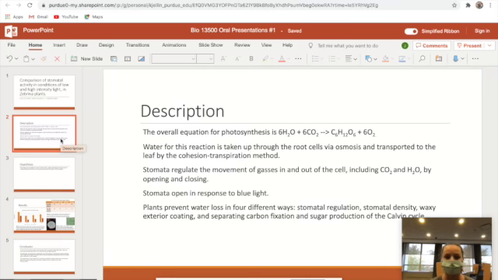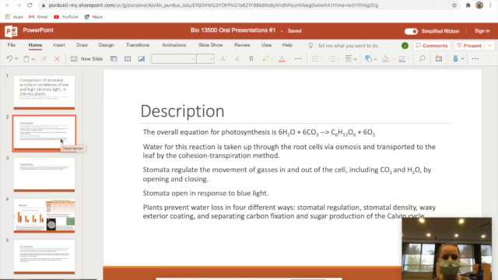CO2 is the other reactant of this equation, and it is taken in through the stomata. Stomata are pores in the epidermal layer of leaves and are formed by two specialized epidermal cells called guard cells, which can open and close to regulate the movement of gases in and out of the cell. Stomata open in response to blue light.